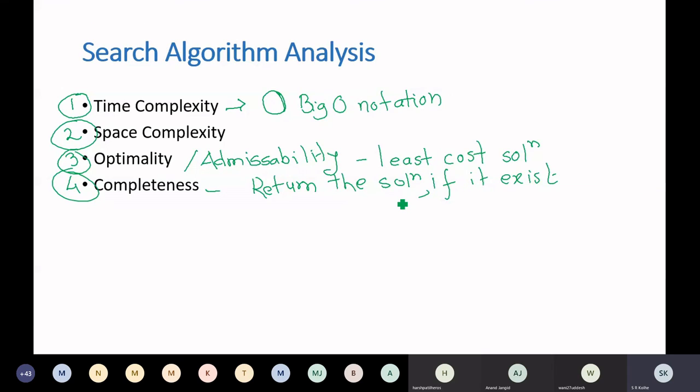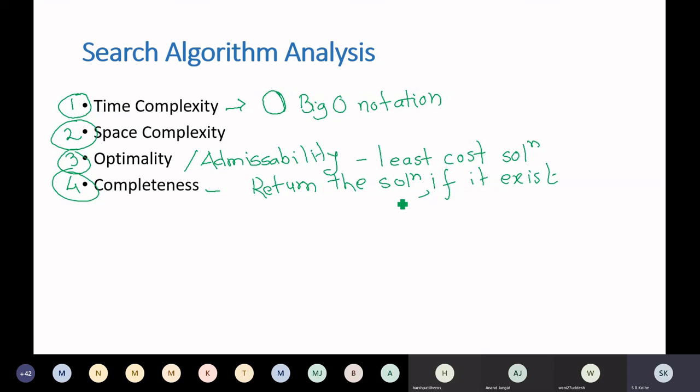Optimality or admissibility refers to the ability of the algorithm to return the least cost solution, whether the algorithm is optimal or admissible or not. Sometimes there are algorithms which give you the solution, but those solutions may not be optimal. For some problems you may require optimal solutions, so that's why this parameter is important. And the fourth parameter that we are going to use to measure the behavior of an algorithm is completeness. Completeness refers to whether the algorithm gives you a guarantee that it will give you a solution if it exists. That is the completeness property. Understood?